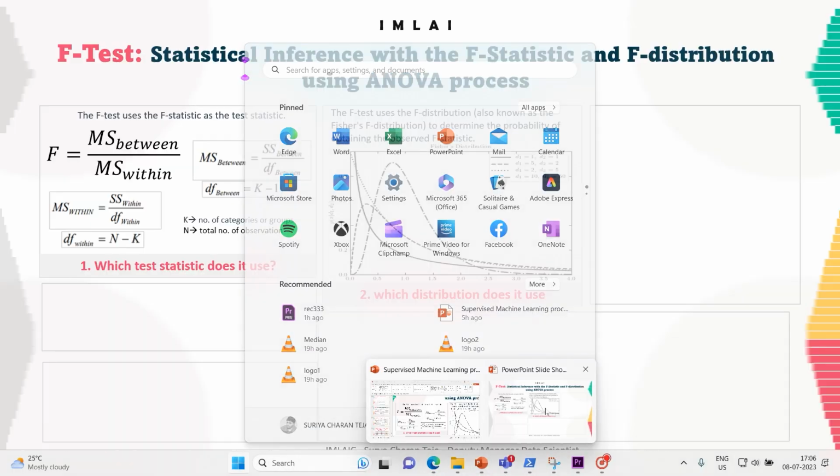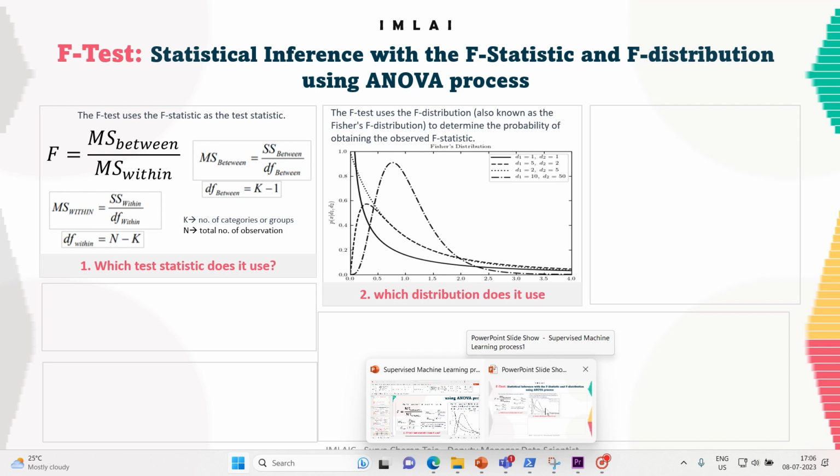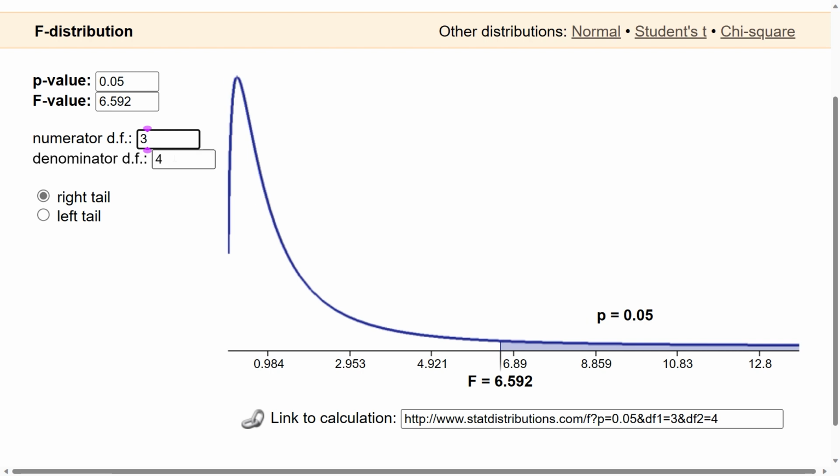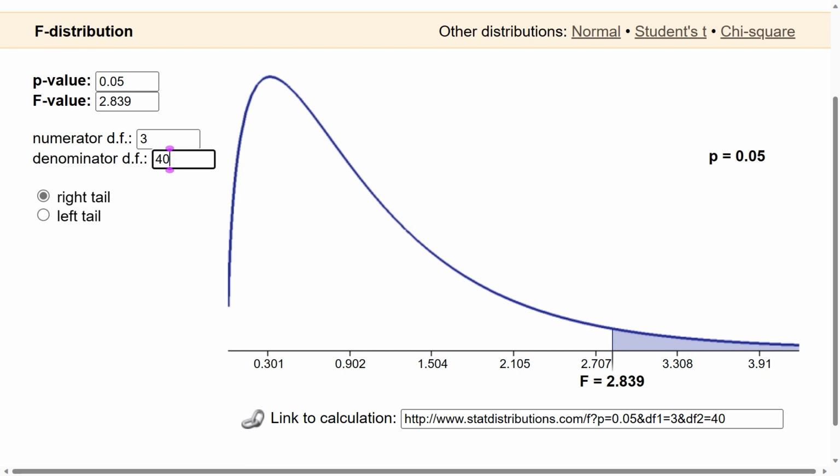So what is our numerator? It's the mean square between, between the categories, and the denominator is within the category. Let me initially take 4 categories. I have 4 categories in my variable, so 4 minus 1, so 3 is my degrees of freedom. And inside that, if I have 40 observations, this is how it looks. This is the F distribution when my numerator degrees of freedom, that is between, is 3 and within is 40.